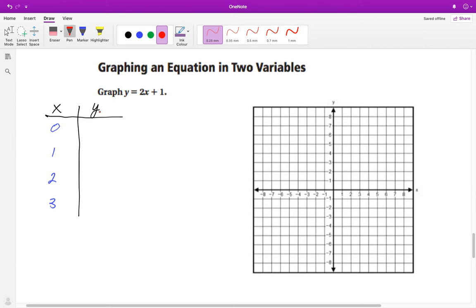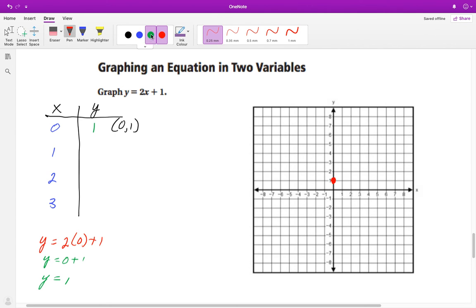If I know what x is, I just substitute it in for y. So that means y is equal to 2 times 0 plus 1. Well, 2 times 0 is 0. So now I have y is equal to 0 plus 1, or y is equal to 1. So that means when x is 0, y is 1. So this now gives me an ordered pair of (0, 1). So I can plot this. My x value is 0, so that means I'm here along my origin. My y goes up 1, that means I'm here.